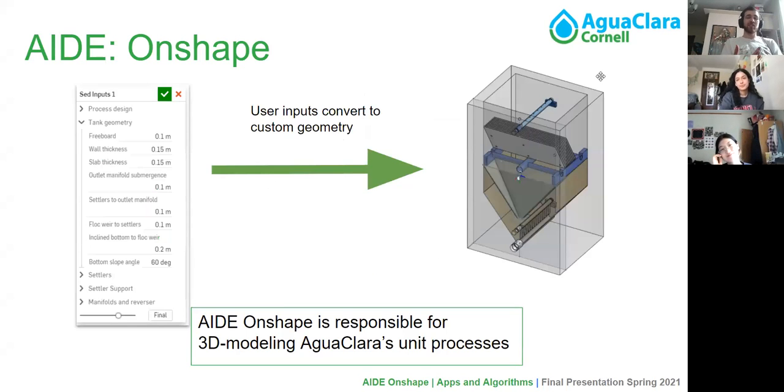So to begin talking about what AIDE Onshape is, we're responsible for making the 3D models of Agua Clara's unit processes in the browser-based CAD software called Onshape, and then integrating them into Agua Clara's infrastructure design engine, or AIDE, which will allow anyone with a web browser to generate an accurate Agua Clara plant model on their own. And to accommodate different plant layouts, the models we make need to be highly customizable.